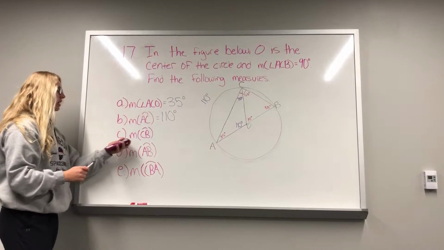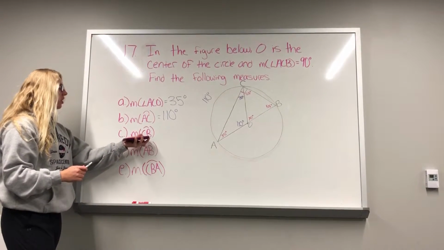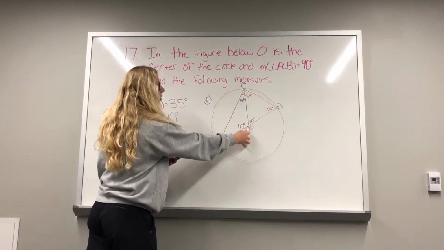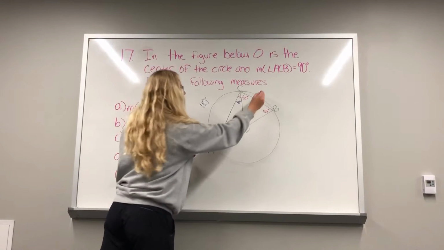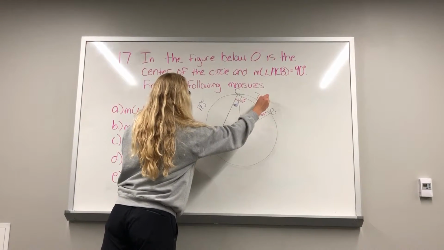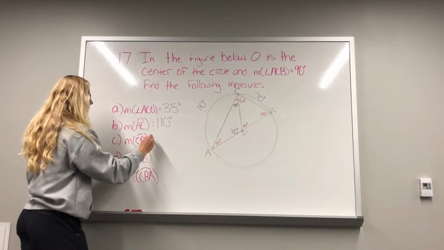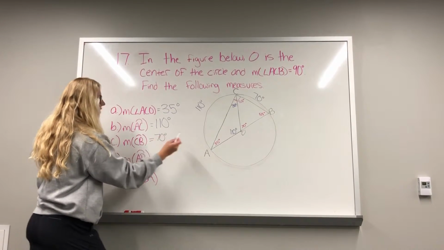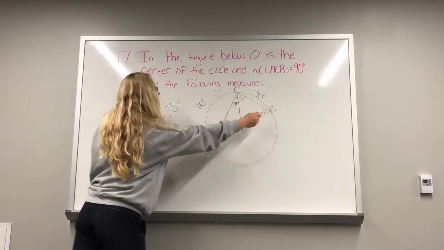For C, we're going to take the measure of the arc CB, which is right here. Since we already know the angle measurement of that, it's going to be 70 degrees. So the measure of the arc CB equals 70 degrees, which is right here.